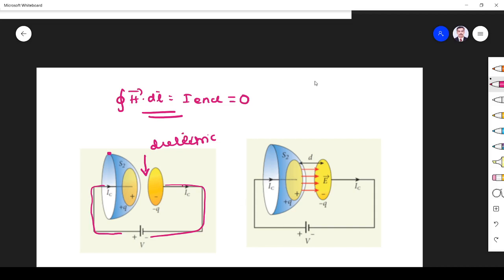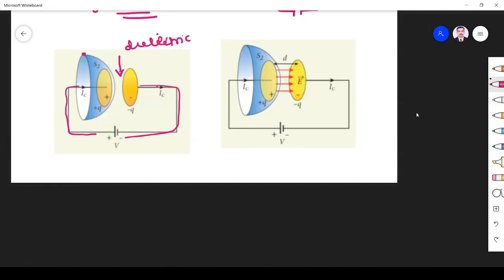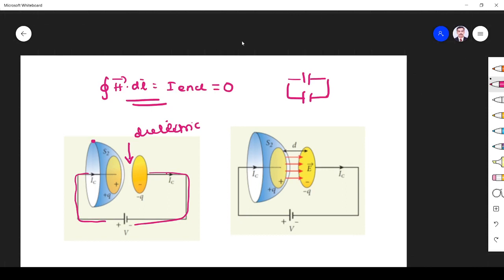We know when a capacitor is connected across a battery, surely current will flow. Then how does current flow? That's a question, right? Because here there is a gap, and we know that through a gap, if there is an open circuit, current will not flow. But how does current flow? That's a question. Yes or no?